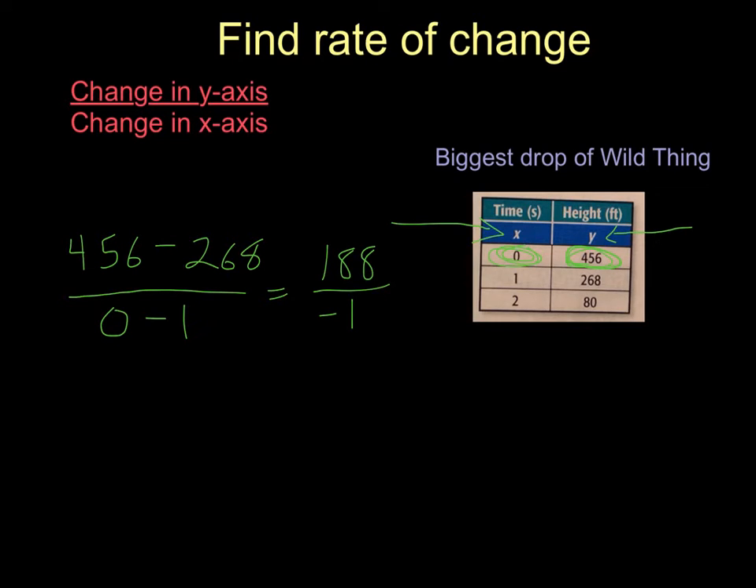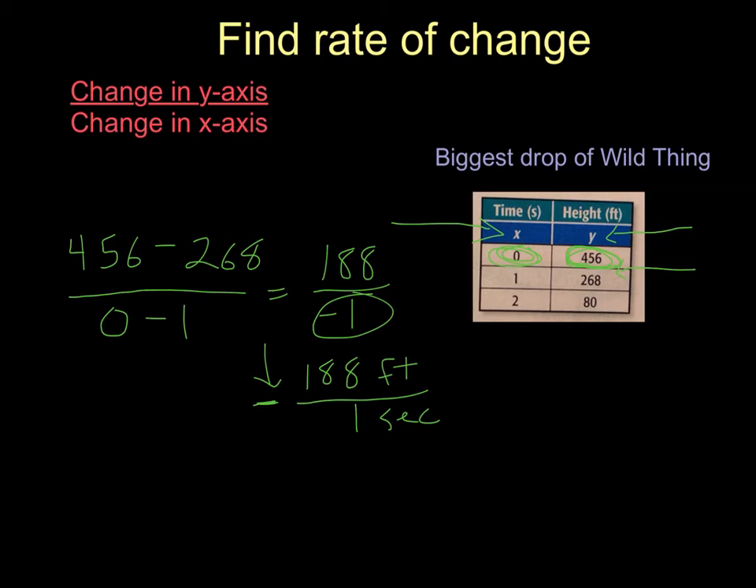So the rate of change is going to be 188, and we're talking feet per second, but it's a negative, right, because we had a negative 1 here. So when we look at that, it means we're dropping 188 feet in 1 second. And we can see that in this table here.